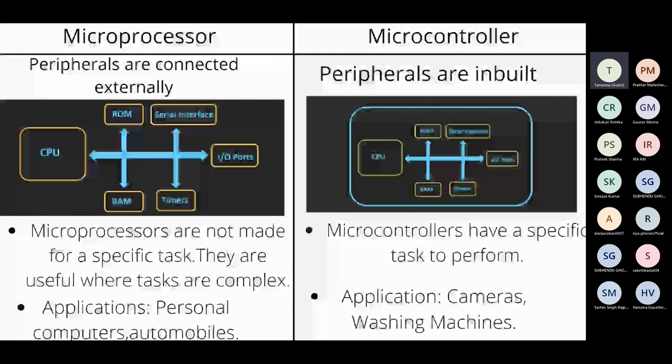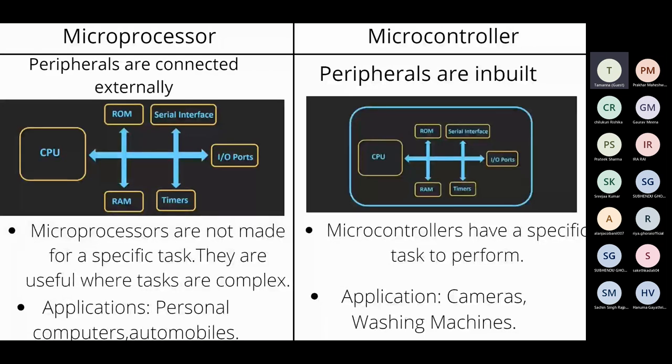Another point of difference is, a microprocessor is not made for a specific task. A microprocessor does complex stuff, like for example, a personal computer. It depends on the user. A user can play games, a user can do web browsing or watch videos or photos. A microprocessor is not made for just one task.